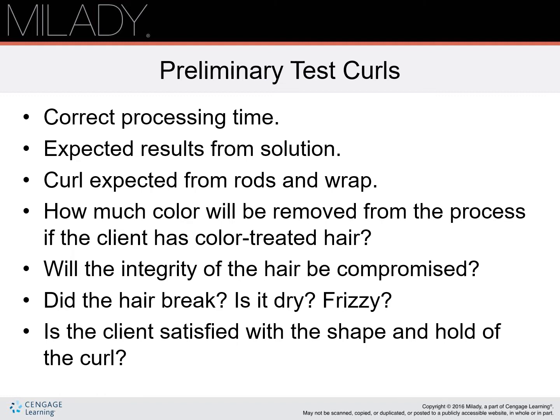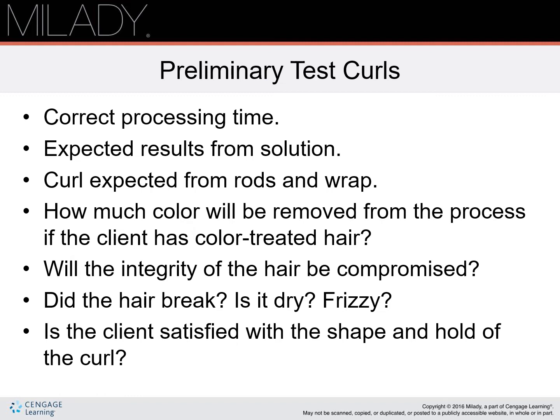How much color will be removed if the client has color treated hair, and this does happen. If clients have color on their hair, it is going to strip a little bit of that color off. If clients both color and perm their hair, I tell them, do the perm first, and then 2 weeks later, do the color, because if you do it the opposite way, it's going to strip a little bit of it, especially if you have a client that's maybe redheaded or has red artificial color on their hair. It could lighten it up so much that it becomes pink, and that's not what we want.